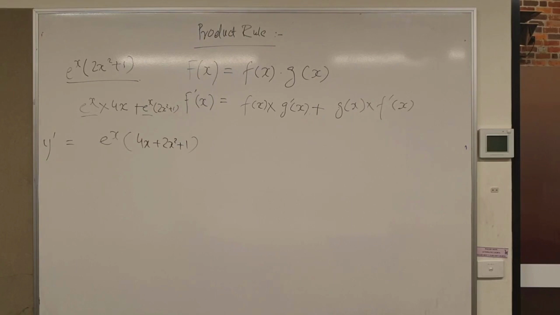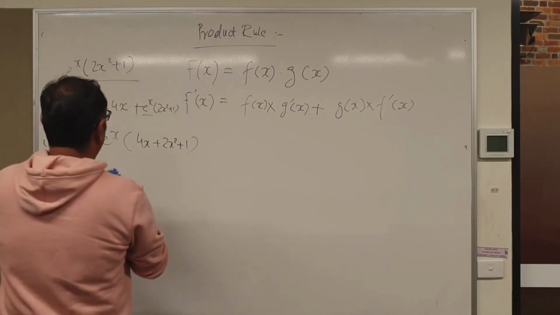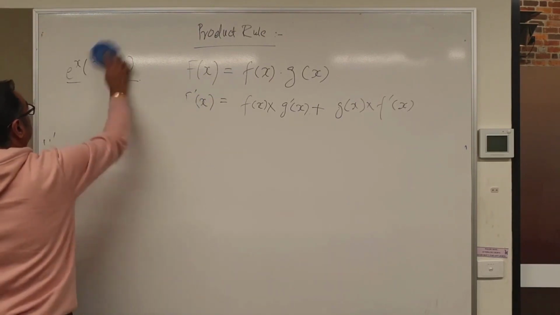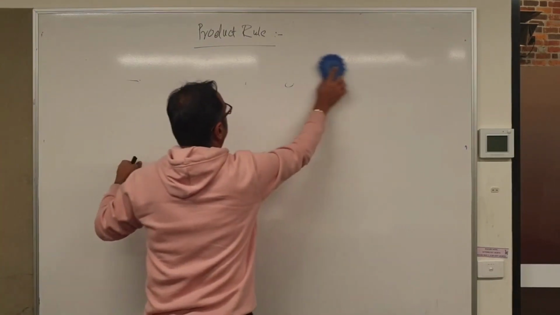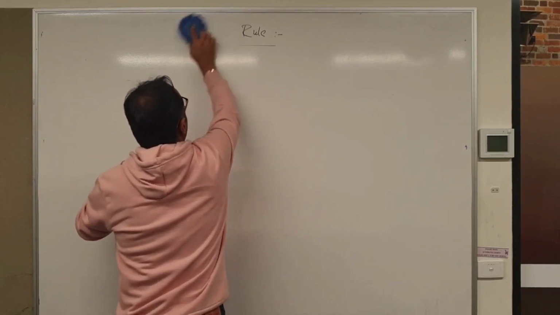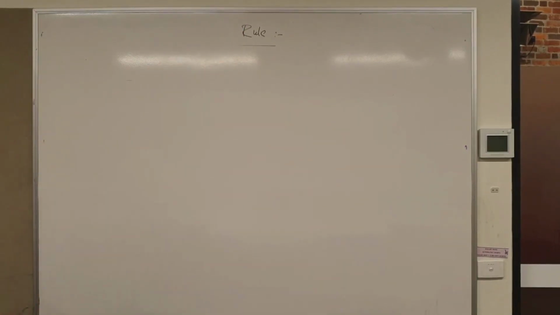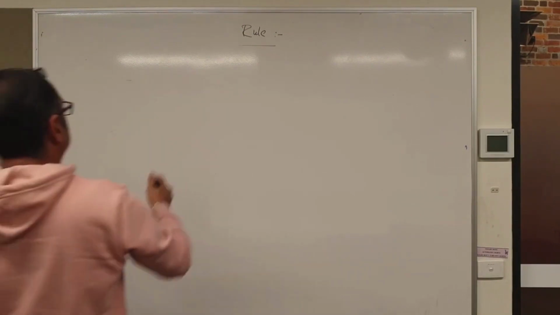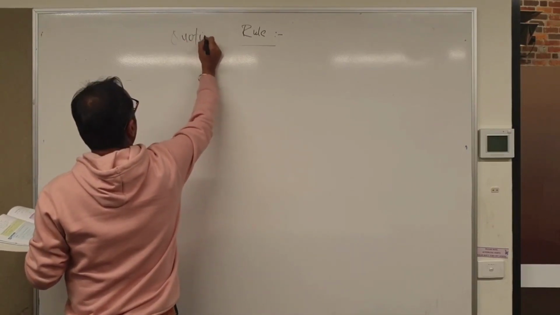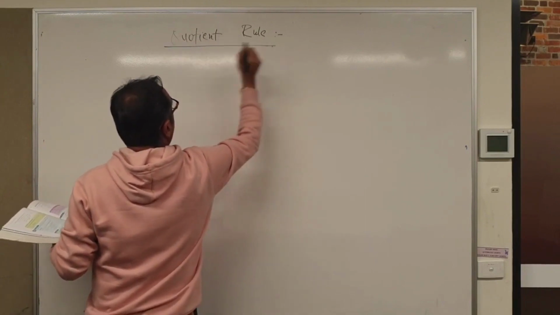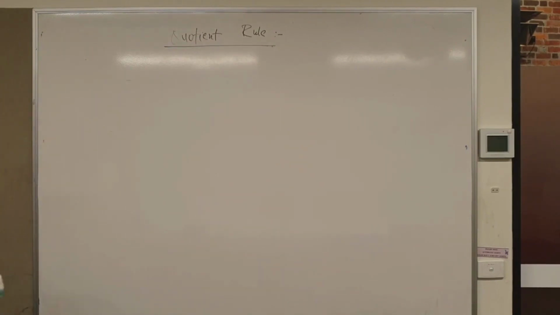Alright. Then comes your quotient rule. And questions for quotient rule can also come in the exams, as in just to apply quotient rule directly and give the answer. And all of that needs to be in your reference. So, quotient rule. What is quotient rule?